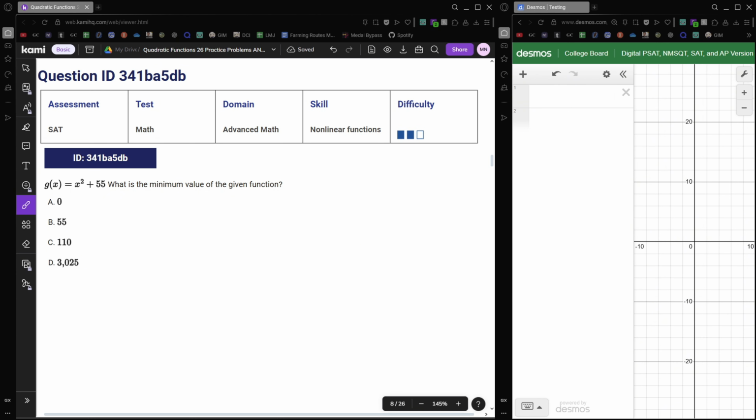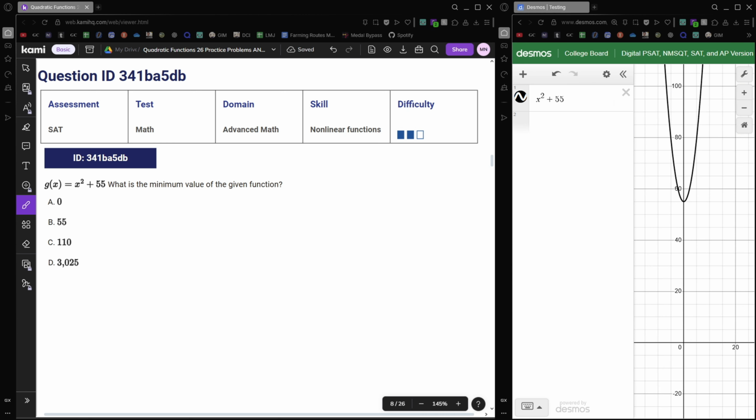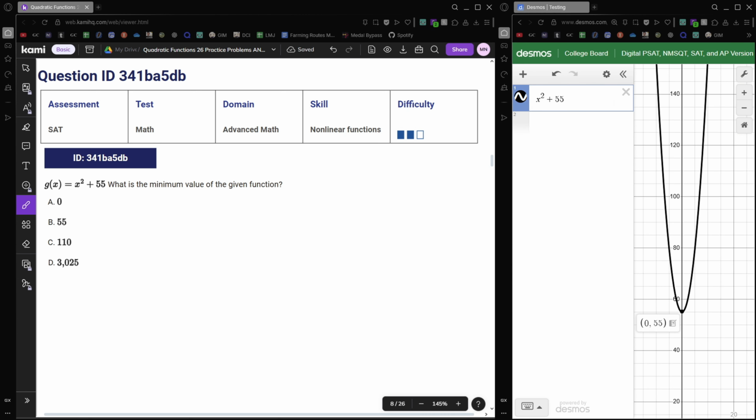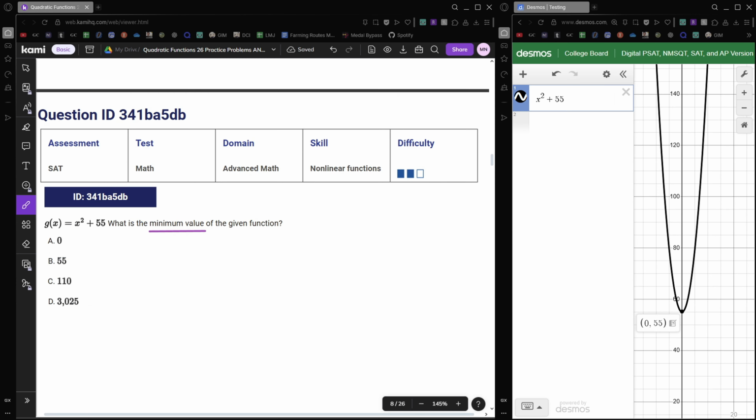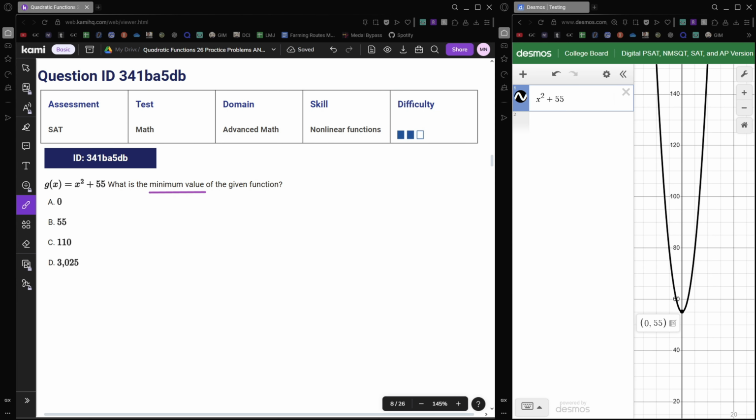Question number 8. What is the minimum value of the given function? Let's go ahead and put this in Desmos. Alright, here is our parabola, and whenever they ask you for the minimum value, if they don't specifically say, like in the last question, for what value of x, and they just say minimum value on its own, that means they're asking for the y value. So here at our minimum, the y value is 55. So the minimum value would also be 55. I don't know why I wrote my 5s like that, but that means our answer is B.